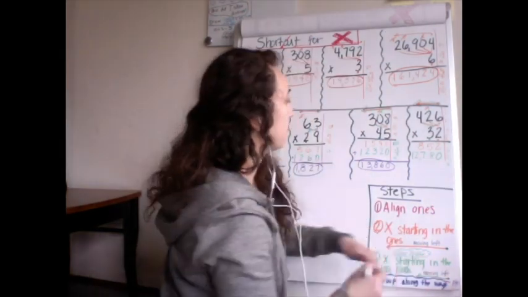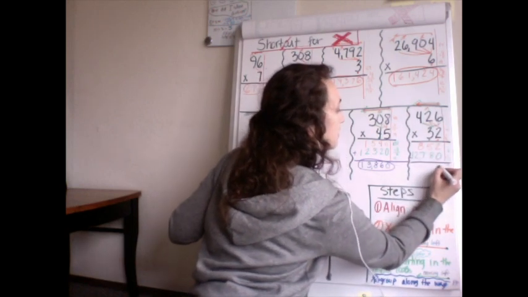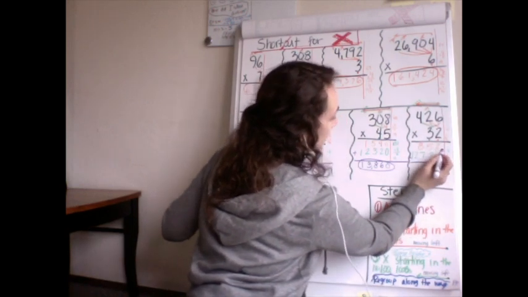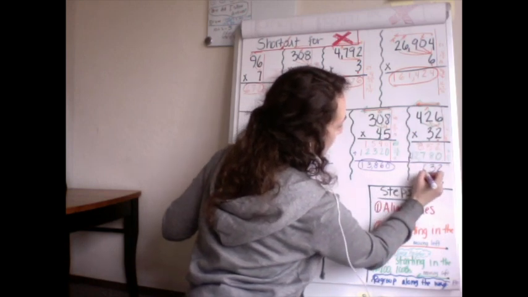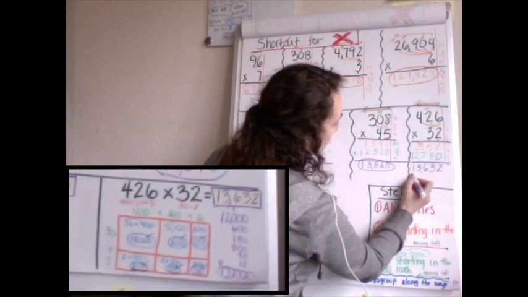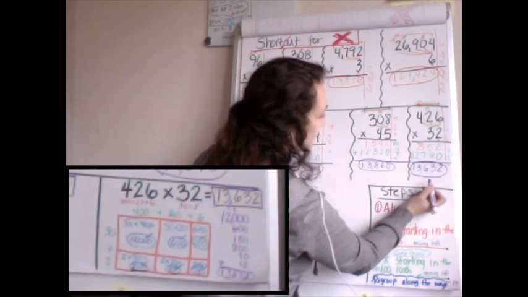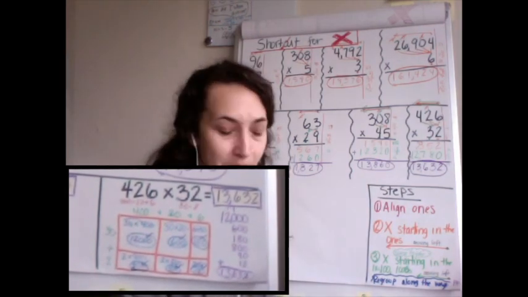And I add my PPs, just like always. I have 2 partial products. 2 plus 0 is 2. 8 plus 5 is 13. 8 plus 7 plus 1 is 16. 1 plus 2 is 3. 1 plus nothing is 1. 13,632, just like with the area model.